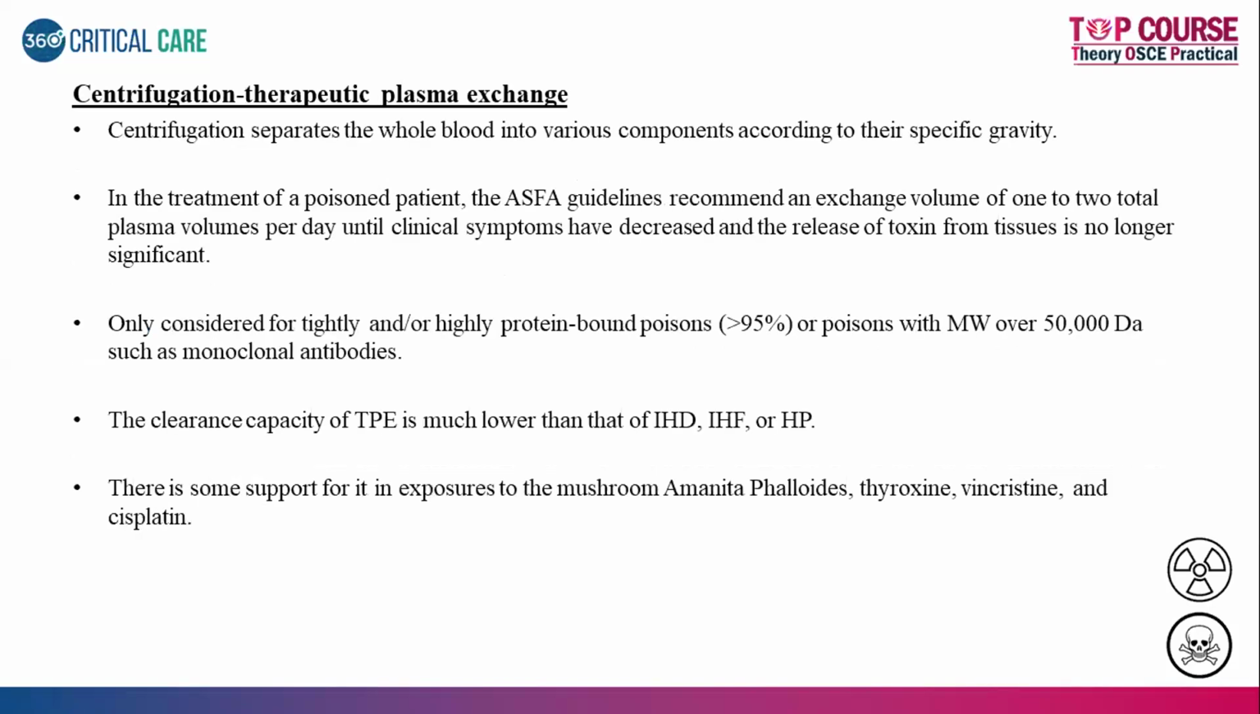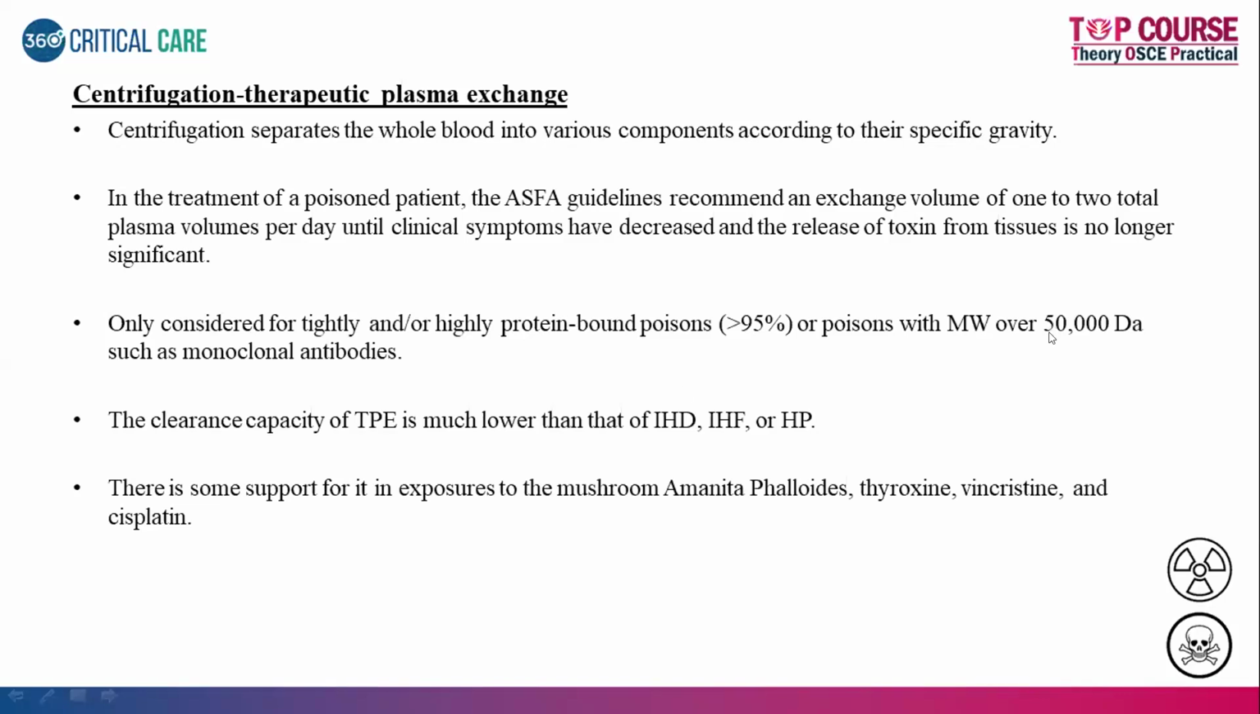Okay, and centrifugation technique, as we all know, basically centrifugation, it separates the whole blood into various components according to their specific gravity. So in the treatment of a poisoned patient, the guidelines recommend an exchange volume of 1 to 2 total plasma volumes per day until the clinical symptoms have decreased and the release of toxin from the tissue is no longer significant. So this also can remove highly protein bound poisons.